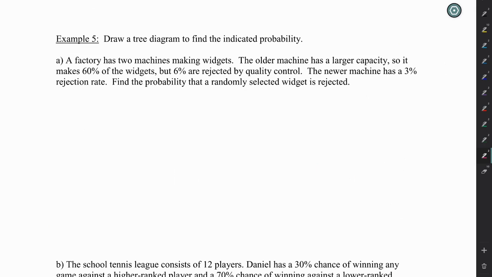So a factory has two machines making widgets. Do you know what a widget is? Maybe you should Google it. Or maybe you don't have to. A widget is just like any little thing. Okay. So any little thing that doesn't really need a name.